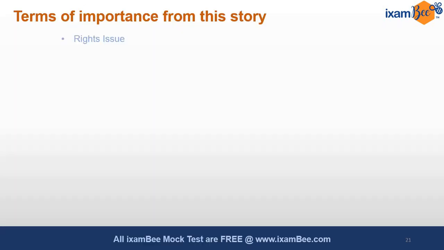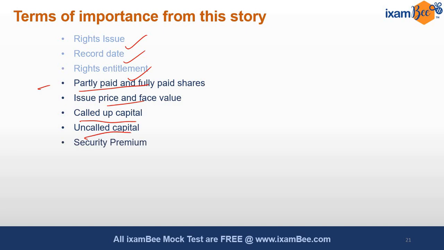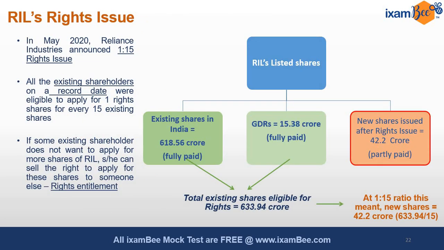And the importance of this story is, last time we understood what a rights issue, record date, and rights entitlement are. Today we are going to understand partly paid and fully paid shares, issue price, face value, called up capital and uncalled capital, security premium, intrinsic value, trading at a premium, and arbitrage. We have also discussed GDR last time. You have to go to that video if you have not gone through it.